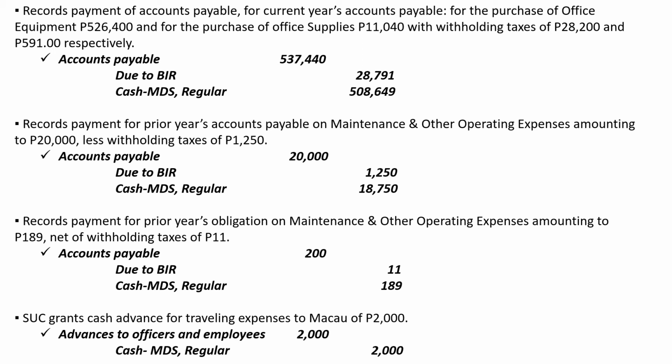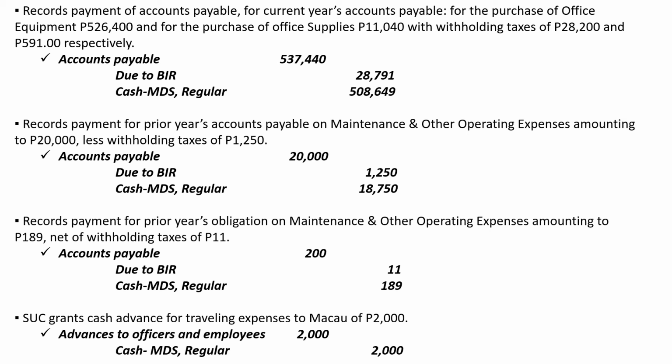Next, records payment for prior year's accounts payable on MOOE amounting to 20,000. The withholding taxes are 1,250. The same, debit accounts payable 20,000, credit due to BIR 1,250, and credit cash MDS regular for the net of taxes, 18,750. Next, we record payment for prior year's obligation on MOOE amounting to 189, net of withholding taxes 11. So the same entry: debit accounts payable 200, credit due to BIR 11, credit cash MDS regular 189. Next, SUC grants cash advance for traveling expenses to Macau of 2,000.